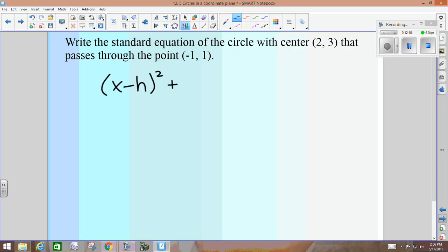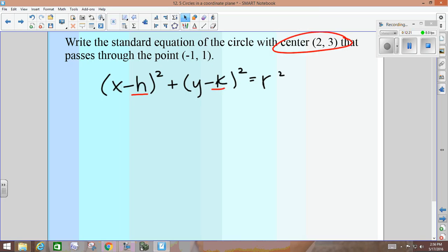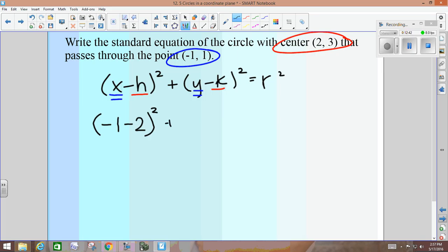X minus h quantity squared plus y minus k quantity squared equals r squared. H and k, remember, those represent the center. X and y, those are just any points on the circle. So if it says it passes through negative 1, 1, that's an x and a y value on the circle. So if I take those red and blues and substitute them in, negative 1 minus 2 quantity squared plus 1 minus 3 quantity squared equals r squared.